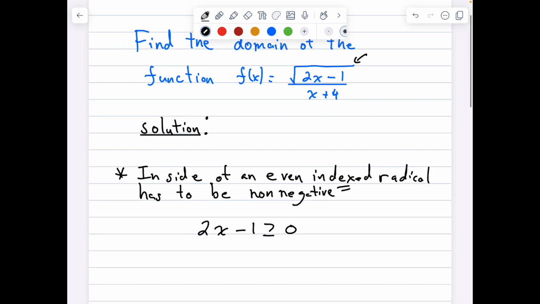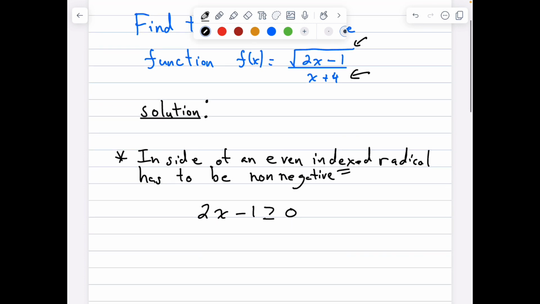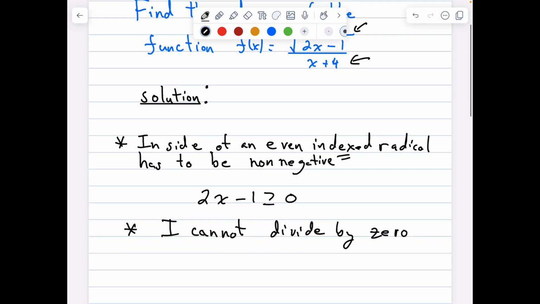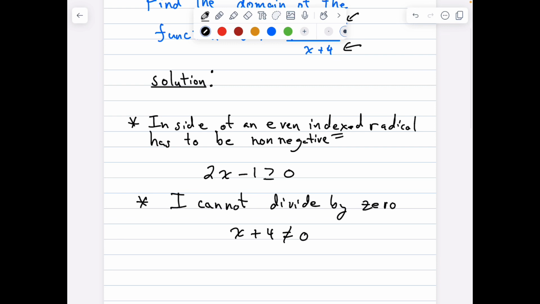And the second thing that I notice is that you're dividing by x plus 4. And if you recall, with fractions, you cannot divide by 0. That's a big no-no. So I'm going to write that restriction in here, that I cannot divide by 0. So what does that mean? That means that the bottom, the denominator, cannot equal 0. So x plus 4 cannot equal 0.